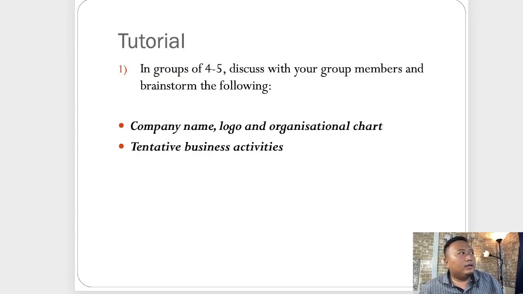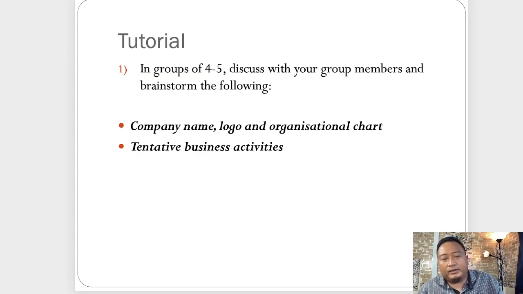For example, maybe you are from FCAP, or from FHKTM, or from FPTP. If you are looking towards, for example, real estate, then you can go on with tentative business activities related to real estate. If you are FCAP, you are doing some civil engineering, you can focus on doing some consultation, or maybe you can go on constructions, or whatever things related to your field. So this is your first meeting.